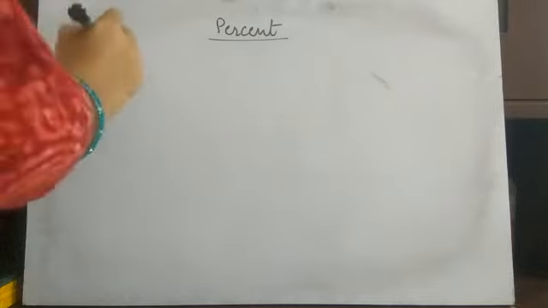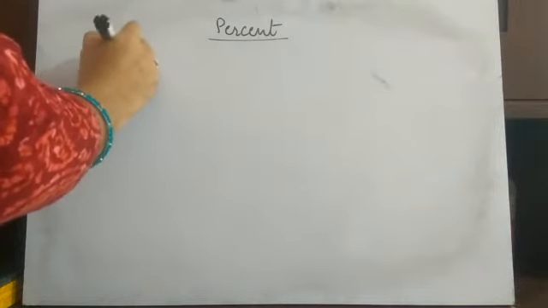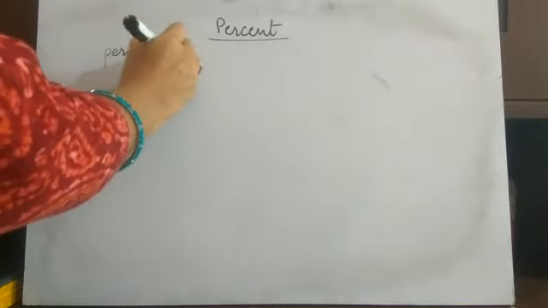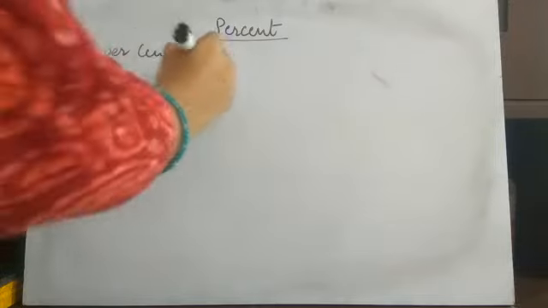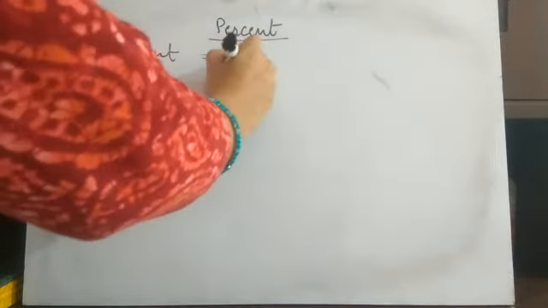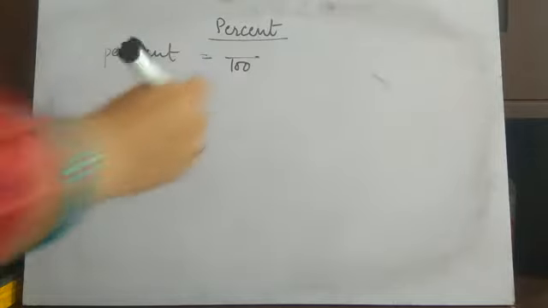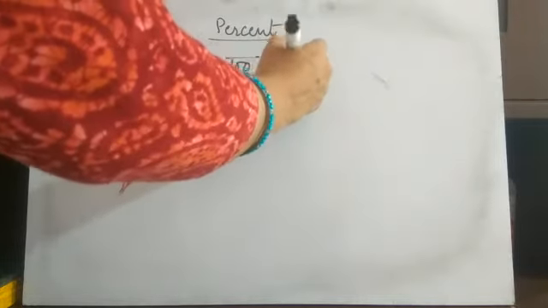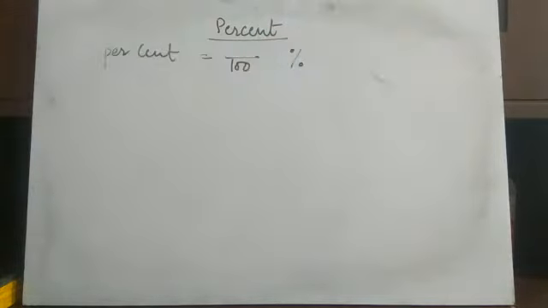Yes, children. In the last video, we have done ratio and proportion, and continuing with the same chapter, that is comparing quantities. Today we will be doing percentages. Now what is percent? Percent means upon 100. We can write it like this: something upon 100 can be written as a percentage, and this is the sign of percent.